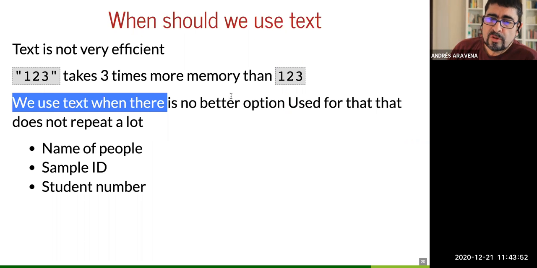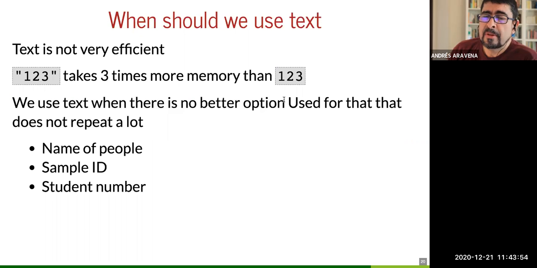So we use text when there is not essentially a better option. Text is kind of expensive. Now, the truth is that since computers become more and more cheap, memory is every time more available. I mean, 20, 30 years ago, memory was very, very expensive.